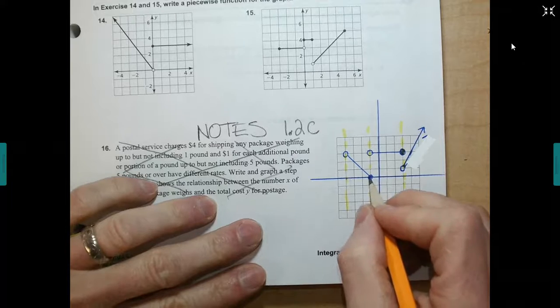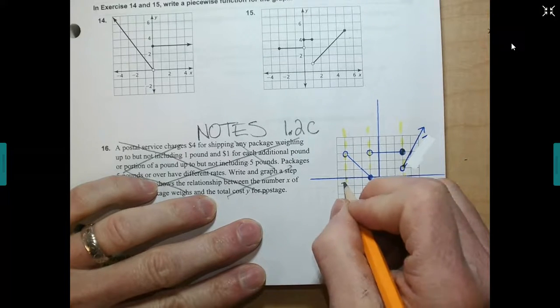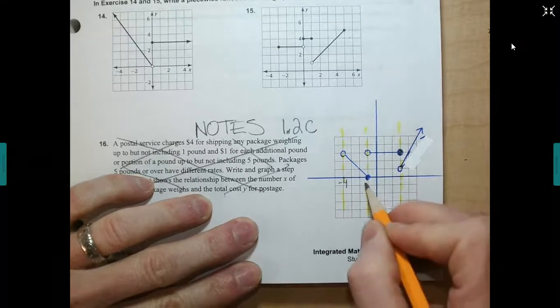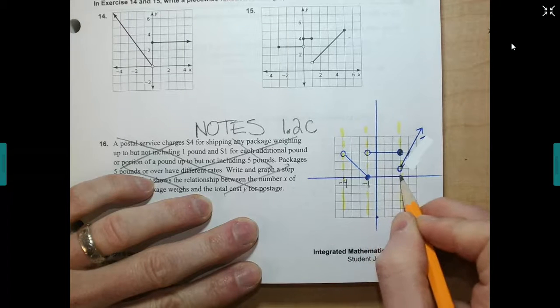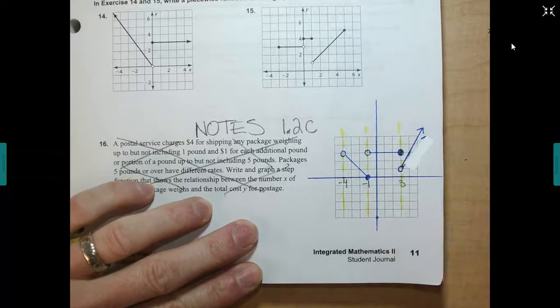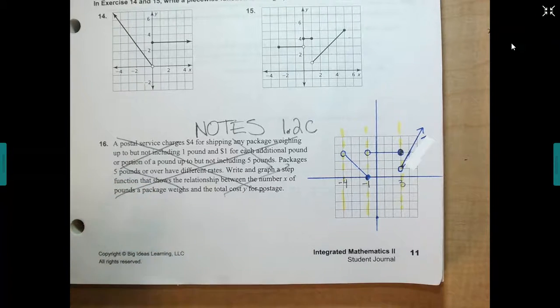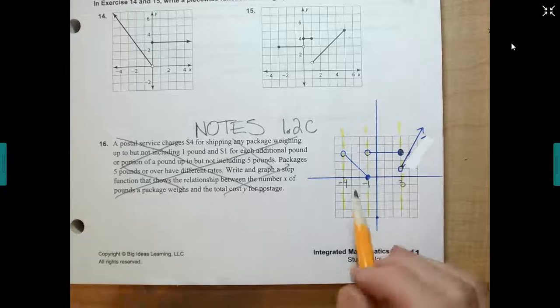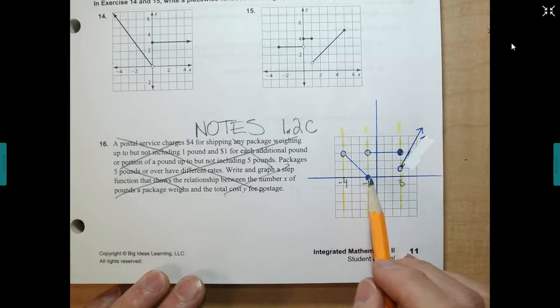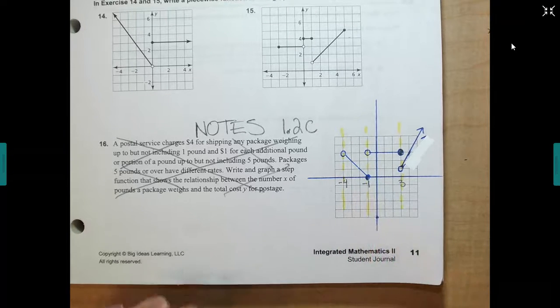So 1, 2, 3, 4, so we have a boundary at -4, we have a boundary at -1, we have a boundary at 3. So go ahead and draw these 3 functions in, and we're going to learn how to write these functions. So let's start with this one here on the left.